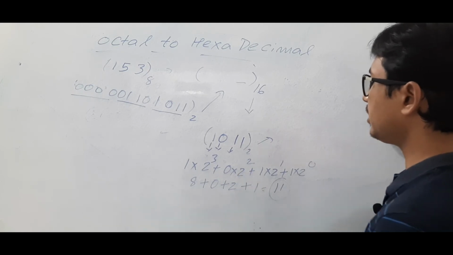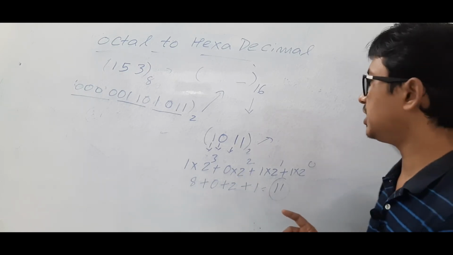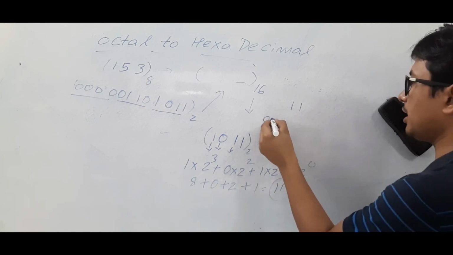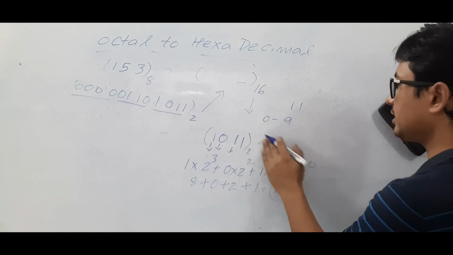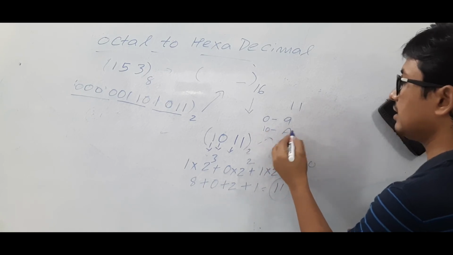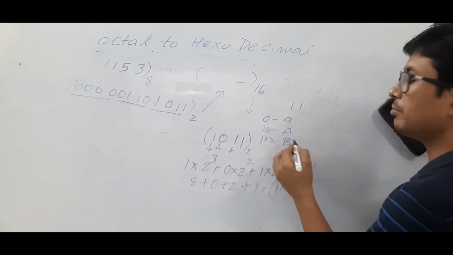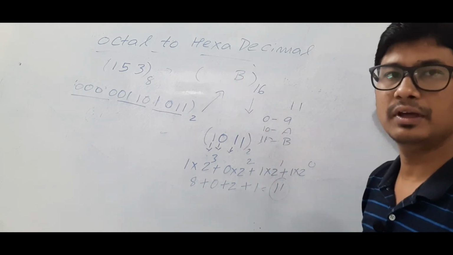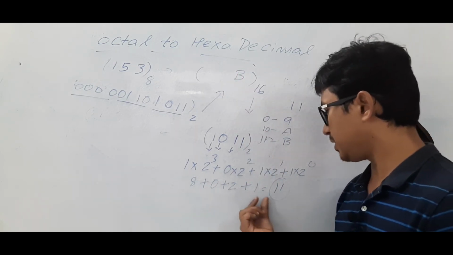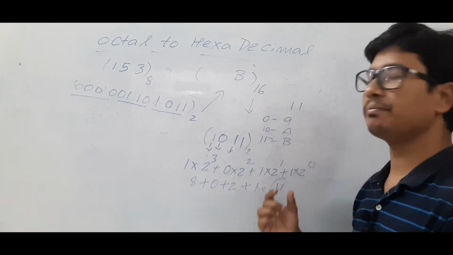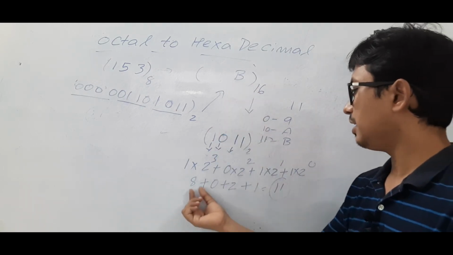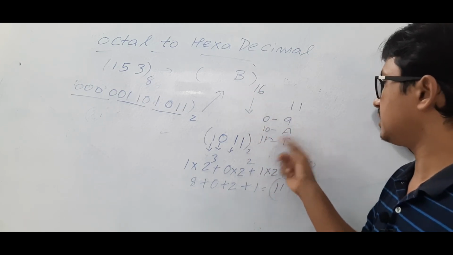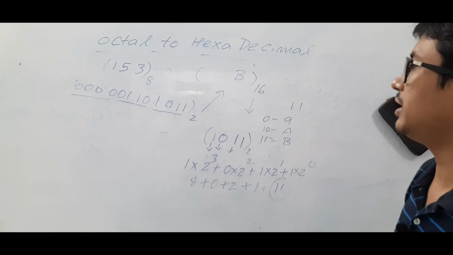So 11, how can I represent it in hexadecimal? In hexadecimal I have 0 to 9, then 10 can be represented as A, and 11 can be represented as B. So I have to represent it here as a B. Are you able to understand? See, 8 plus 2 plus 1, I got 11. 11 I cannot represent here, I have to represent it as B. So this is B I have written.